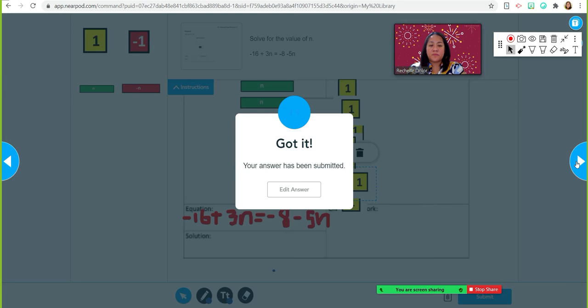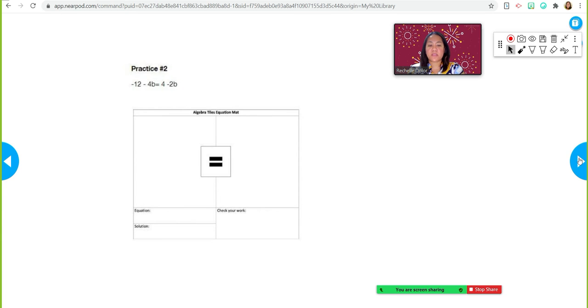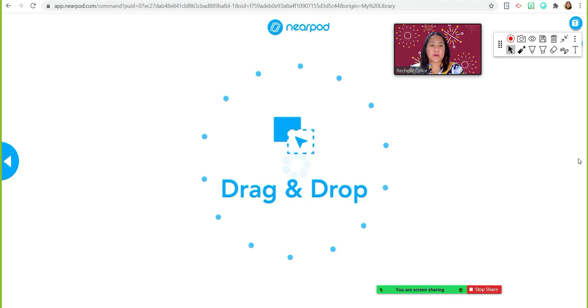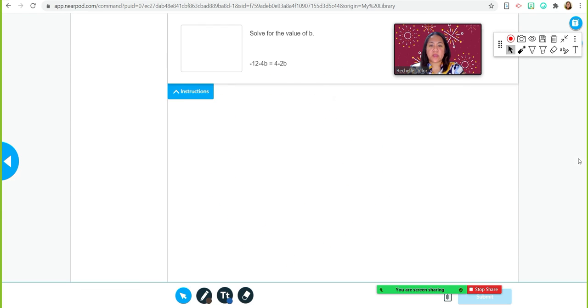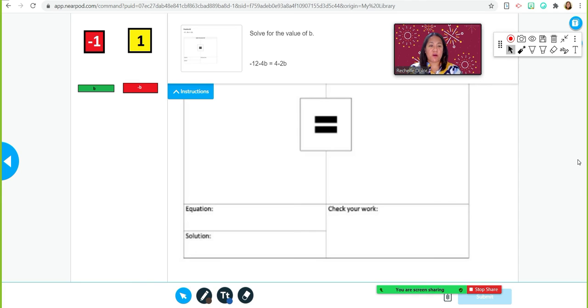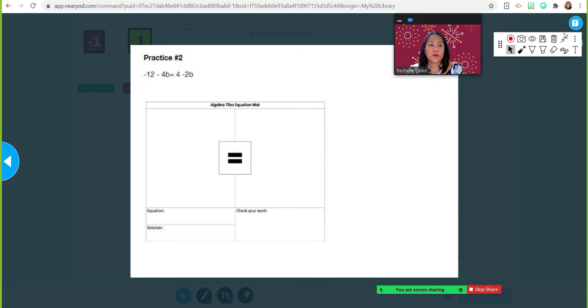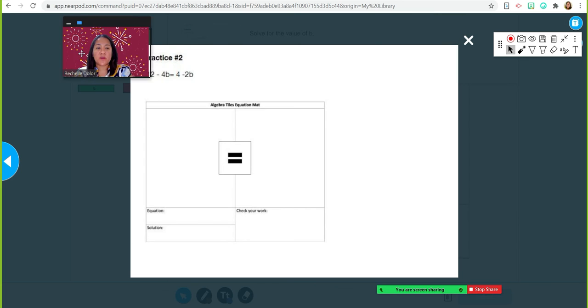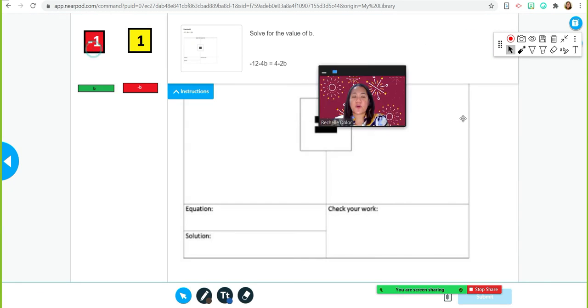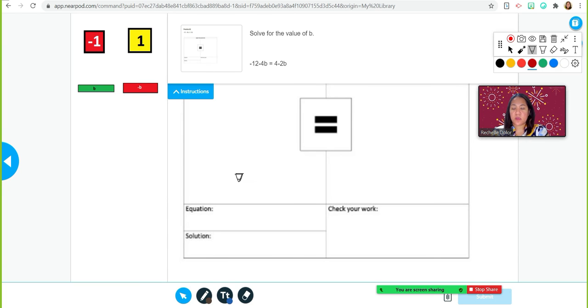Okay, next we have practice number 2. Alright, so we have now the value of B. Solve for the value of B. Hold on. So we're going to write down the equation: negative 12 minus 4b equals 4 minus 2b.